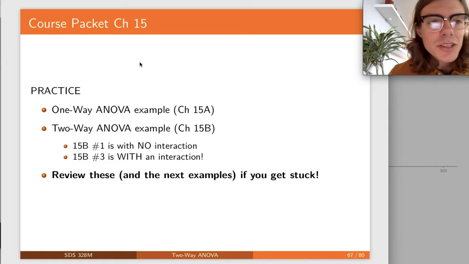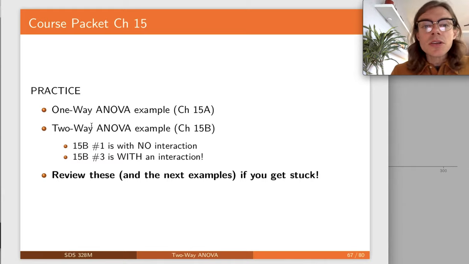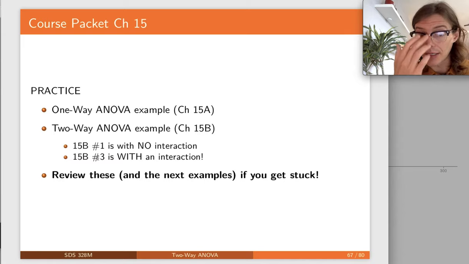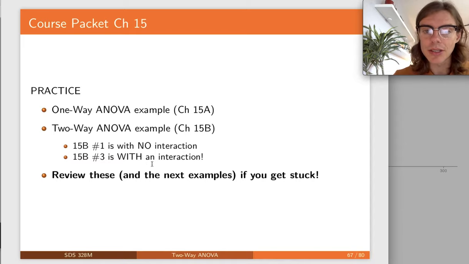Okay, so if you'd like to do some extra practice, I'd strongly encourage it. So check out the course packet, right? It's got some, like, walk through it and follow the solutions as well if you get stuck. It's especially chapter 15b, number 3. That's a great one to practice on. There's an example with no interaction, right? Just looking at the main effects, and then running one with an interaction. I've also got some additional examples in the slides.